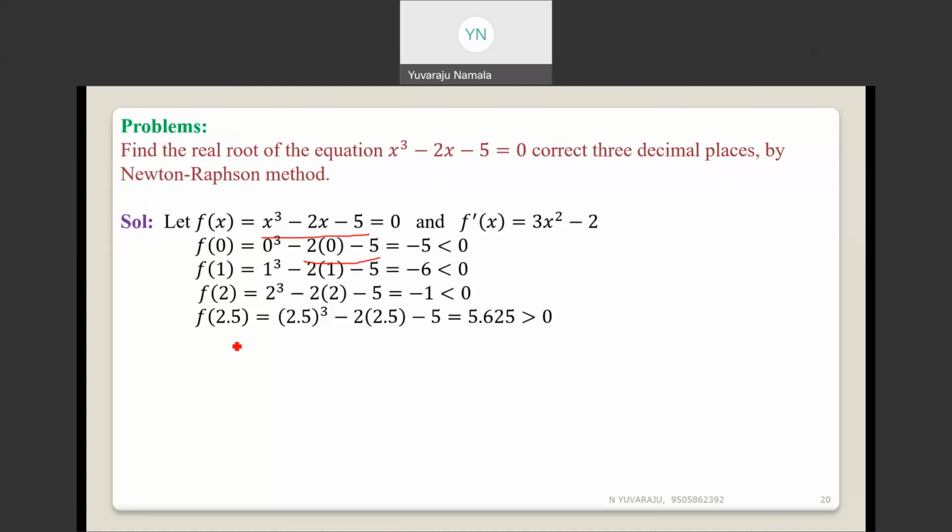Next, substituting f of 2.5: 2.5 whole cube minus 2 into 2.5 minus 5 is equal to 5.625. Observe the consecutive values 2 and 2.5 have opposite signs. F of 2 is negative, f of 2.5 is positive. So the root lies between 2 and 2.5.